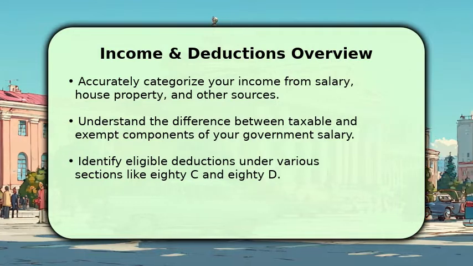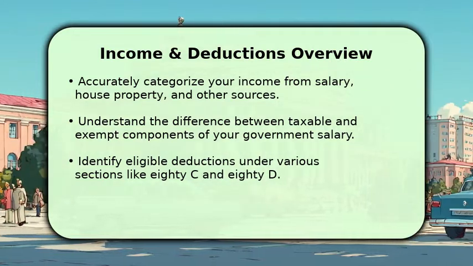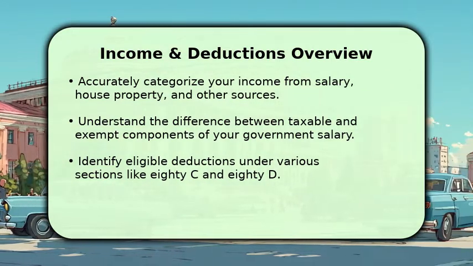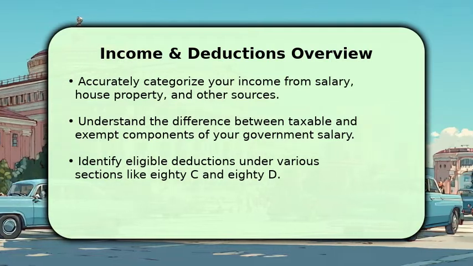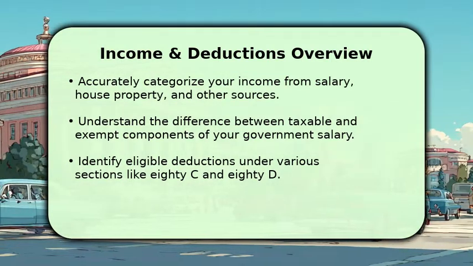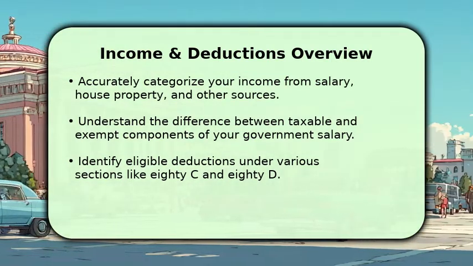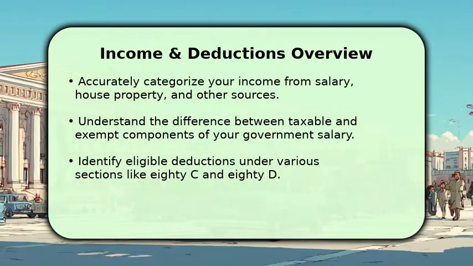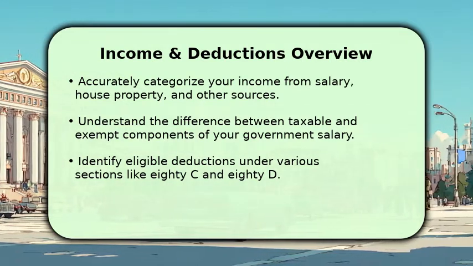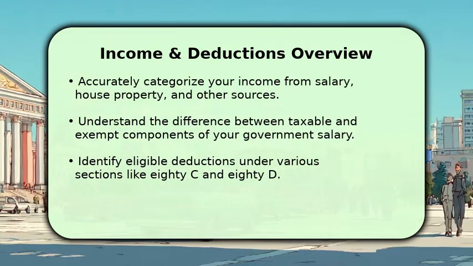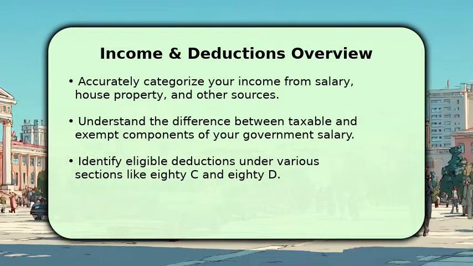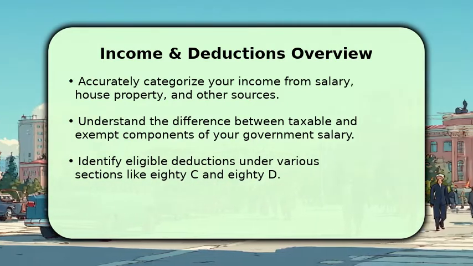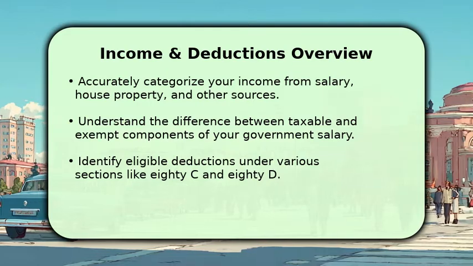Your government salary forms the primary part, but also include income from house property or other sources like bank interest. Clearly differentiate between taxable portions of your salary and any exempt allowances, such as some special allowances or travel reimbursements. Crucially, explore deductions under sections like 80C for investments in Provident Fund or life insurance, and 80D for health insurance premiums, which can significantly reduce your tax liability.